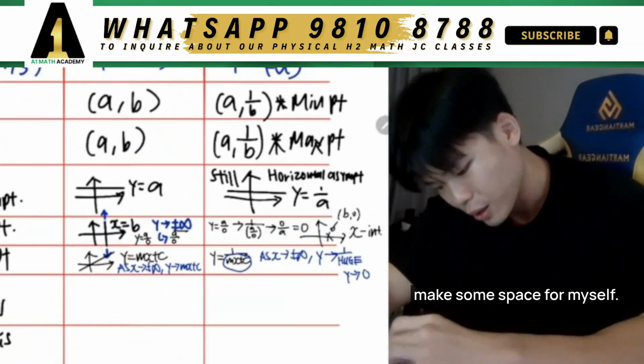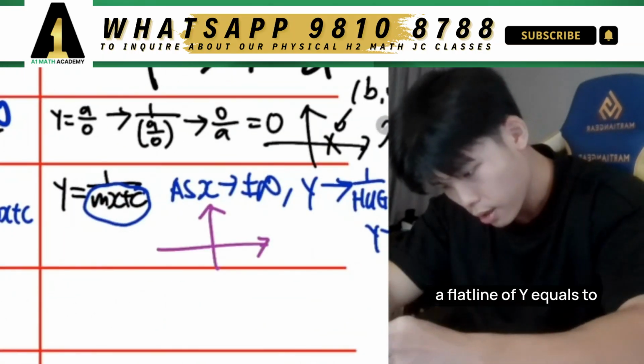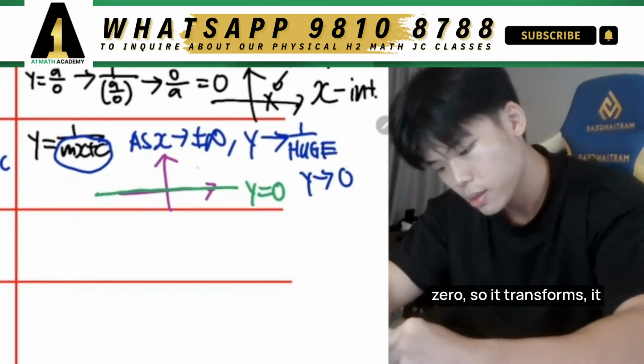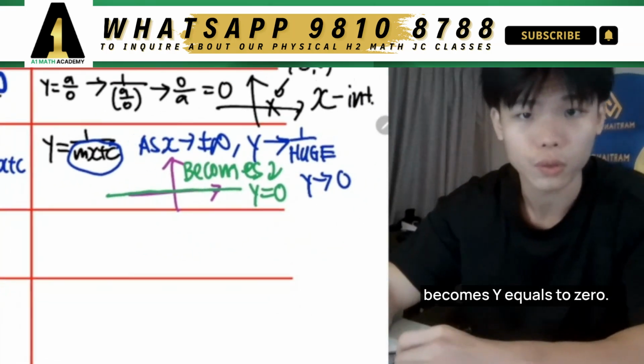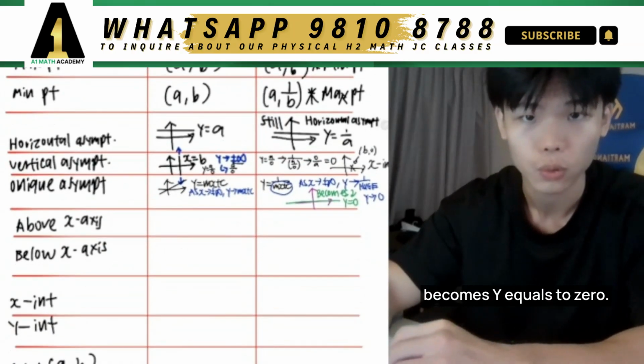So in short, what happens to an oblique asymptote in a reciprocal function is that, I'm just going to make some space for myself, I'm just going to bring this here. What happens is you get a flat line of y equals 0. So it transforms, it becomes y equals 0. So any oblique asymptote becomes y equals 0.